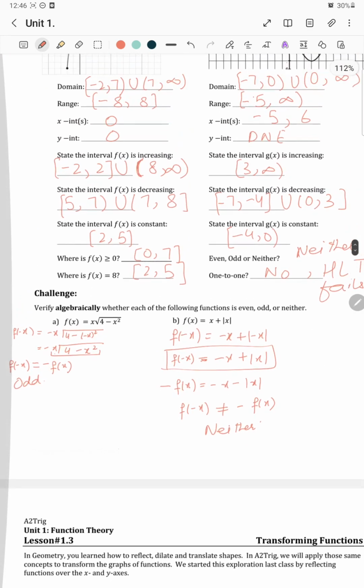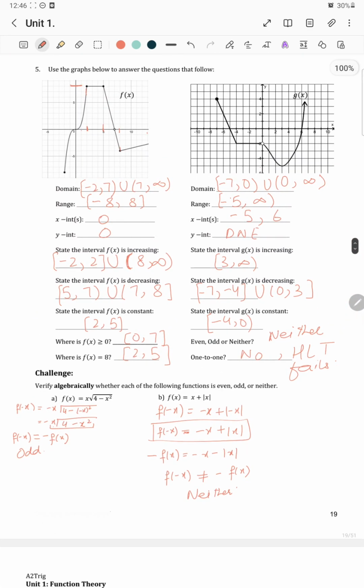Okay, so we are done with this unit, in which we have learned about even and odd functions. By looking at a graph we can tell whether a function is even or odd. By doing the algebraic methods we can also tell whether a function is even or odd. Thank you.